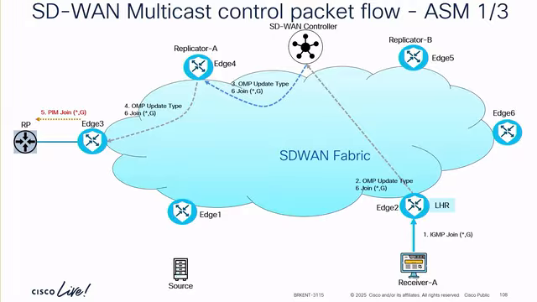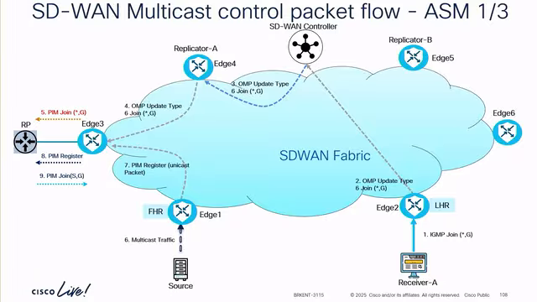And once the source tries to send the traffic over that particular multicast group, the multicast traffic is sent. Then the FHR will send the PIM register packet and register itself towards the RP, saying I have the traffic for that particular group. Then the PIM register message is sent from edge 3 towards the RP, and the RP already knows that I have a receiver that is interested in that particular stream. It sends the PIM join S,G.